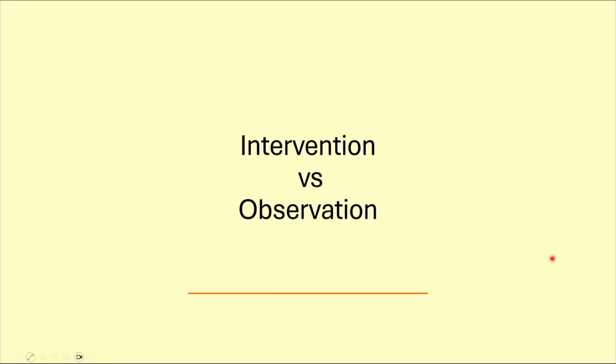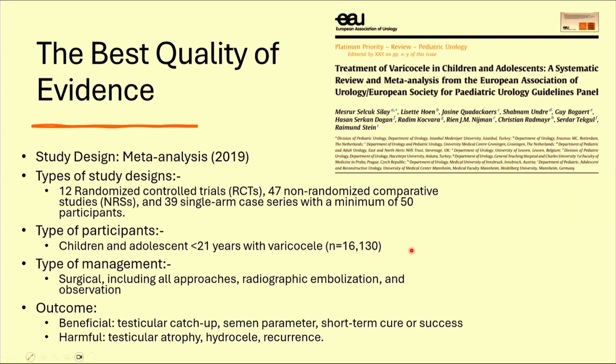Now let's compare whether I should offer intervention or keep observing those who have varicocele and 20% testicular volume difference. This is the best quality of evidence we currently have. It's actually a huge meta-analysis published in 2019, conducted by the European Association of Urology and the ESPU, which is the Pediatric Society in Europe.